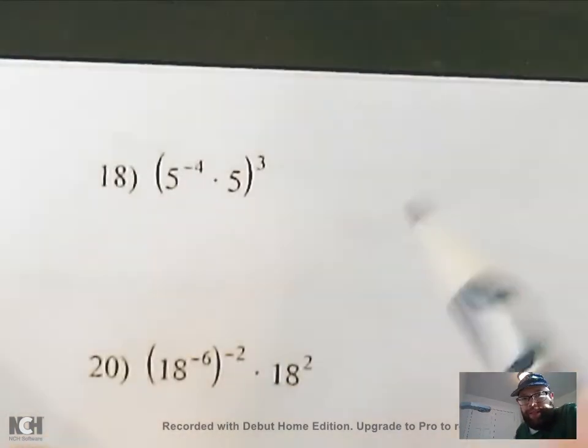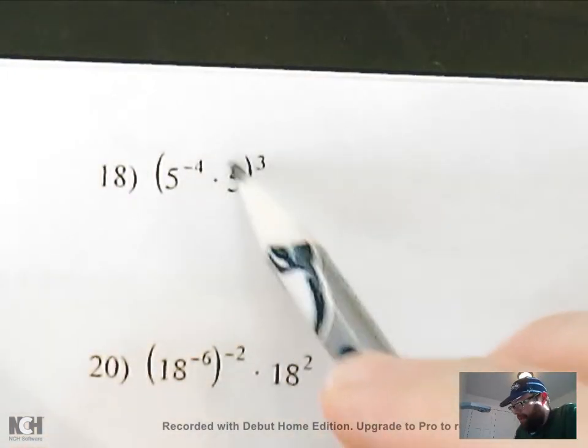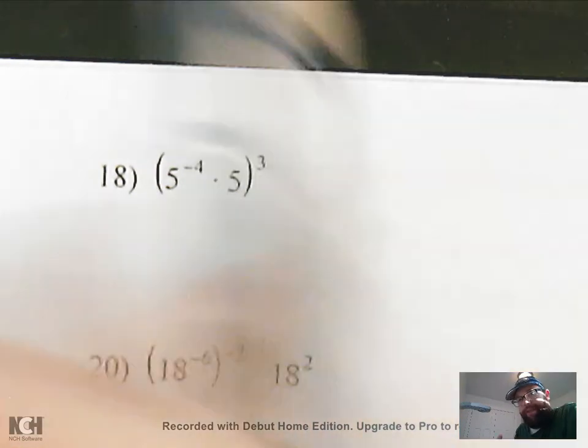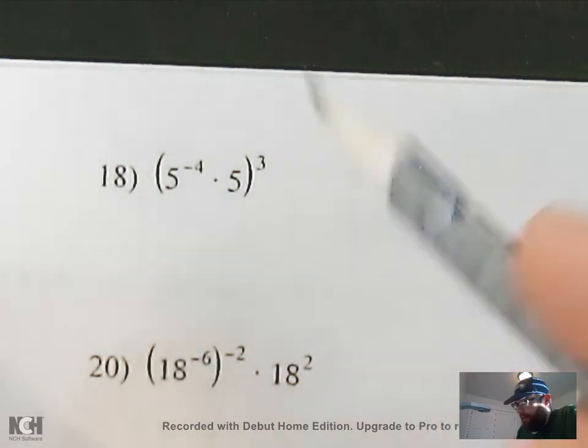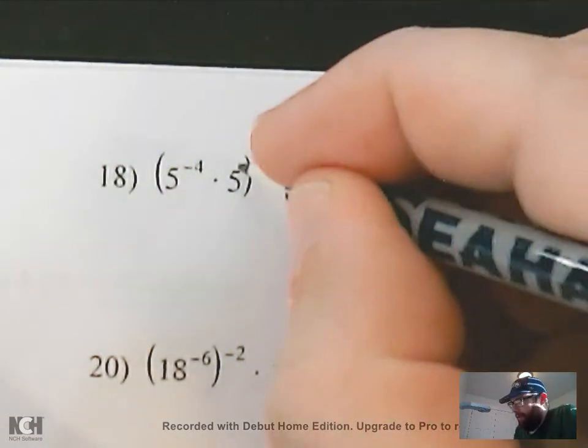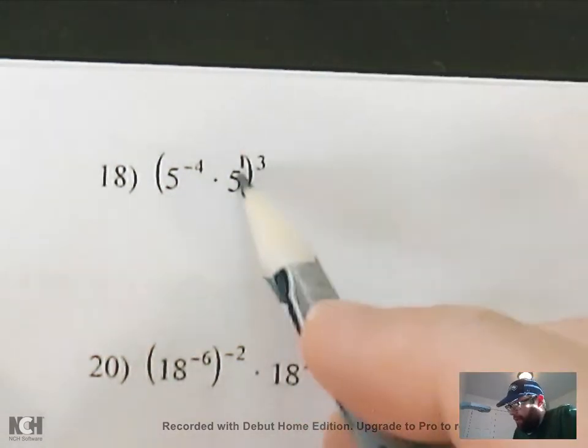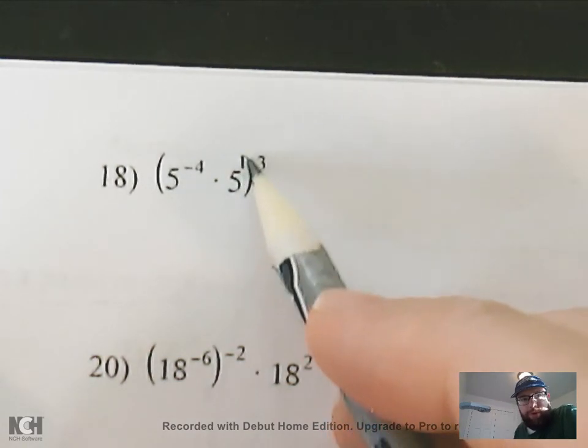Okay. And then this one, we have some multiplying, right? So, we're going to do the stuff inside the parentheses first. Okay. Order of operations, PEMDAS, right? Parentheses comes first. That means everything inside the parentheses. So, there is no exponent above that 5, so I put a 1 there.